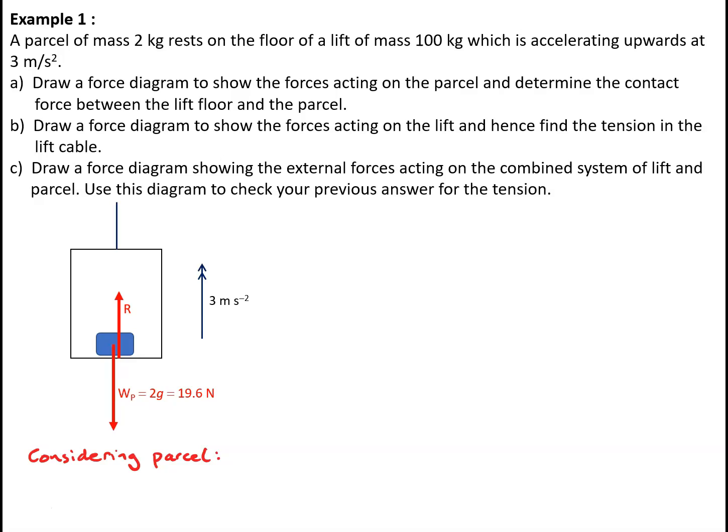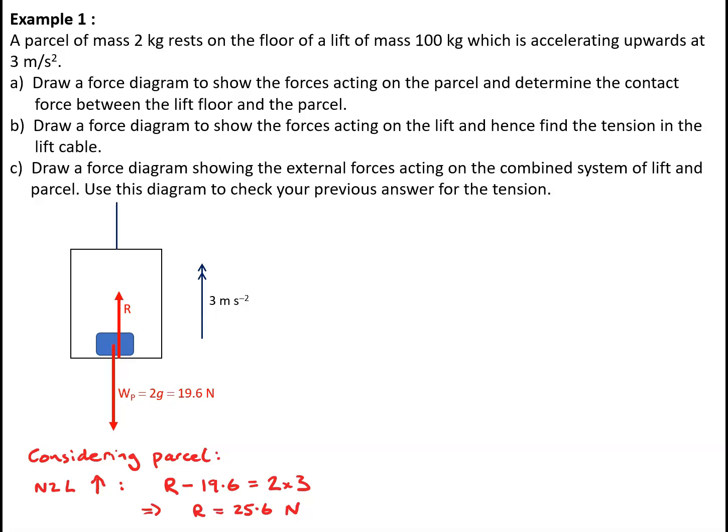So applying Newton's second law upwards, we have R minus 19.6 must equal the mass of the parcel, which is 2 times 3. In other words, the reaction force must be 25.6 newtons.